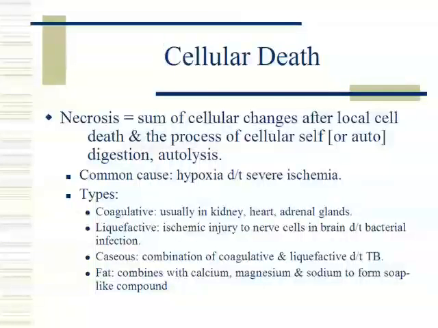There are different types. Coagulative necrosis usually occurs in your kidney, your heart, and your adrenal glands. Liquefactive necrosis occurs due to ischemic injury to the nerve cells in the brain, and this is usually due to a bacterial infection. Caseous necrosis is a combination of coagulative and liquefactive, and it is usually due to the Mycobacterium tuberculosis.